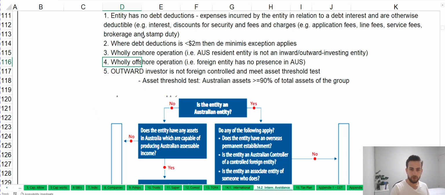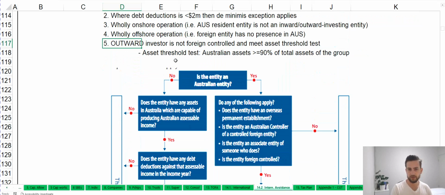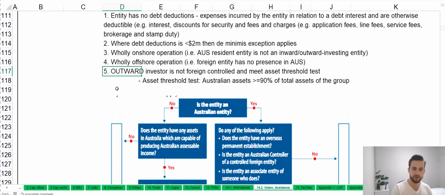Okay, wholly offshore operation. Again, this is similar, but in inverse, because if the company is overseas, they've got no connection with Australia, they're not going to be reporting any income in Australia anyway. So therefore, thin cap is not applicable, it's not relevant. And then finally, outward investor is not foreign controlled and meets asset threshold test. So very similar to point 3, it's basically, yes, they invest money overseas, but they're not controlled by any foreign entity.